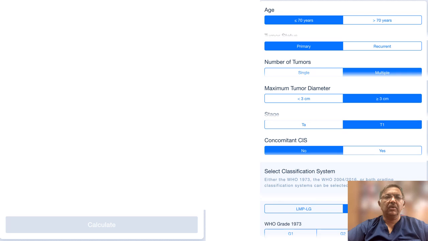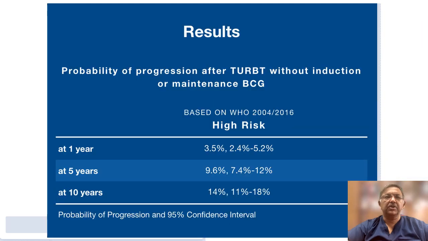Based upon these parameters, this patient has a probability of progression after TURBT without induction or maintenance BCG, and is categorized as a high-risk bladder cancer with 1 year progression of 3.5%, 5 year about 10%, and 10 years about 14%. So based upon these factors, you would recommend treatment for your patient.